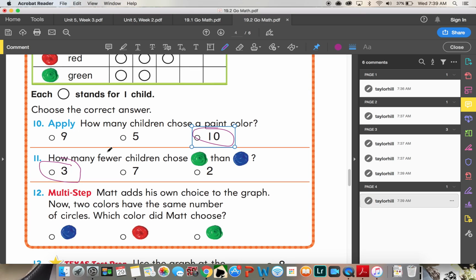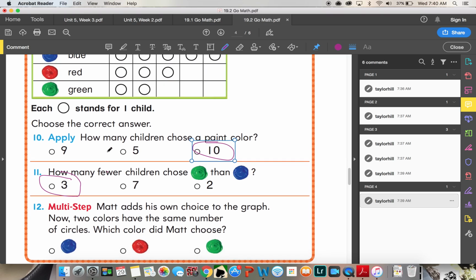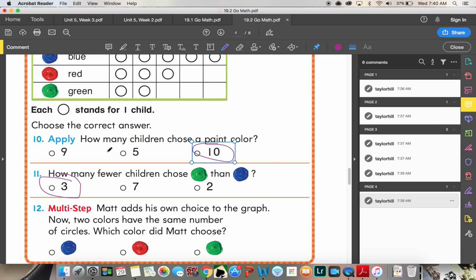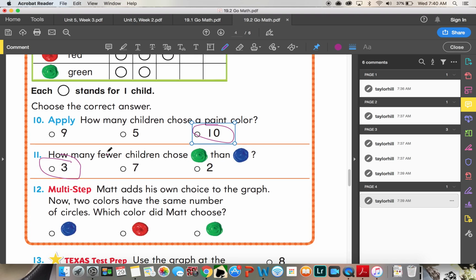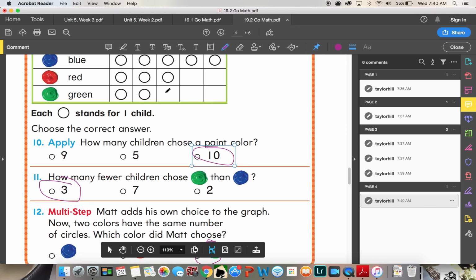3. Matt adds his own choice to the graph. Now 2 colors have the same number of circles. Which color did Matt choose? Now 2 colors have the same number of circles. He chose green because green is the only one that doesn't have enough.